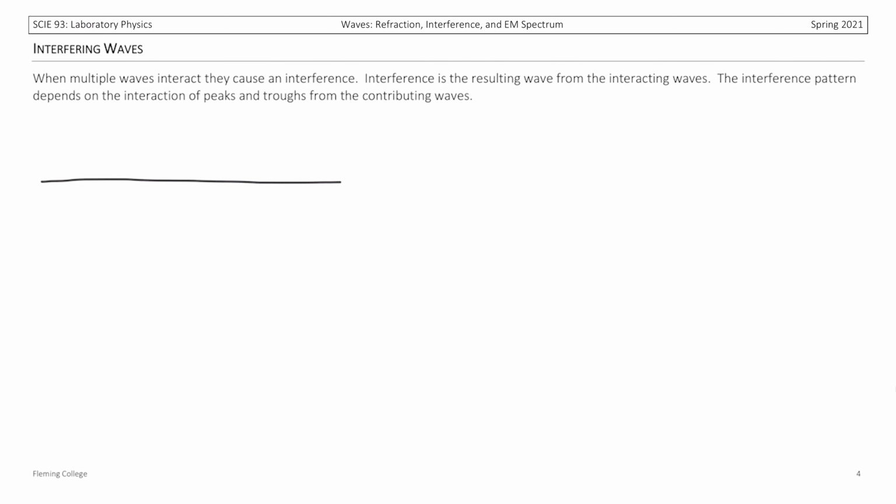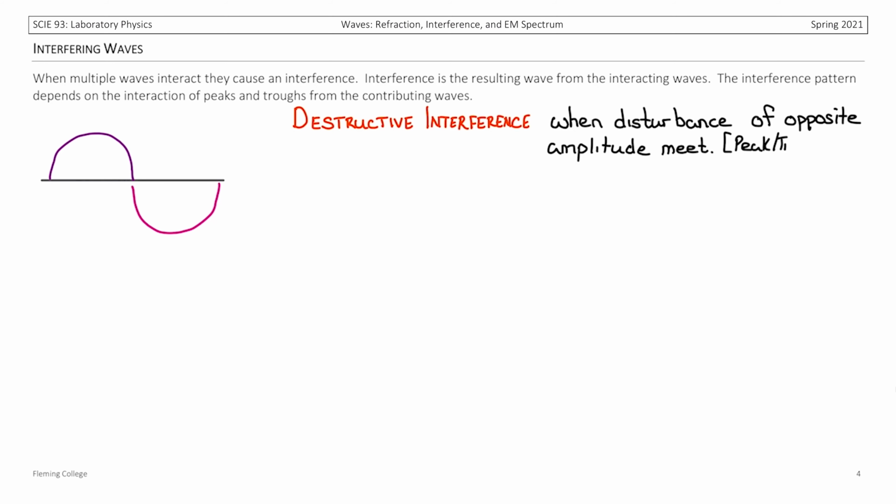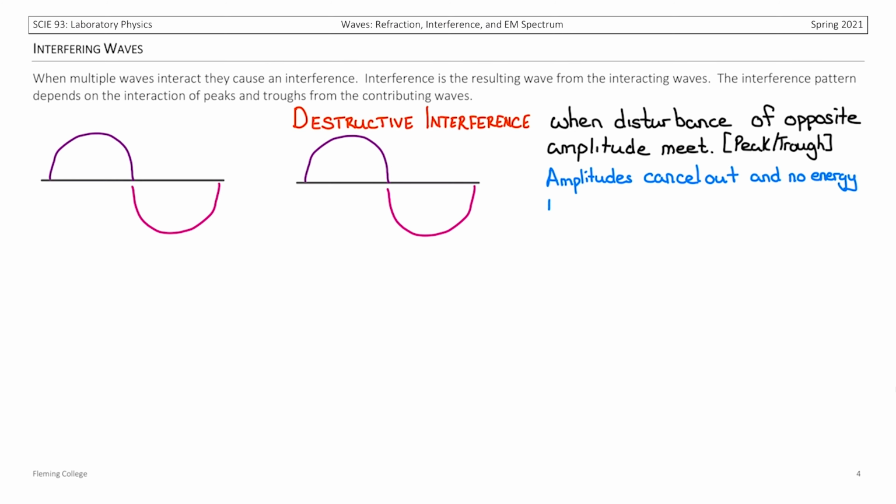So remember, we have a peak when we have amplitude above the equilibrium line, and we have a trough when we have amplitude below the equilibrium line. And in this case, we're going to consider two amplitudes of the same size. The first type of interference is destructive interference. So that's when opposite amplitudes meet. So a peak meets a trough. In this case, the amplitudes cancel each other out and there is less or no energy transferred to the position where they meet.